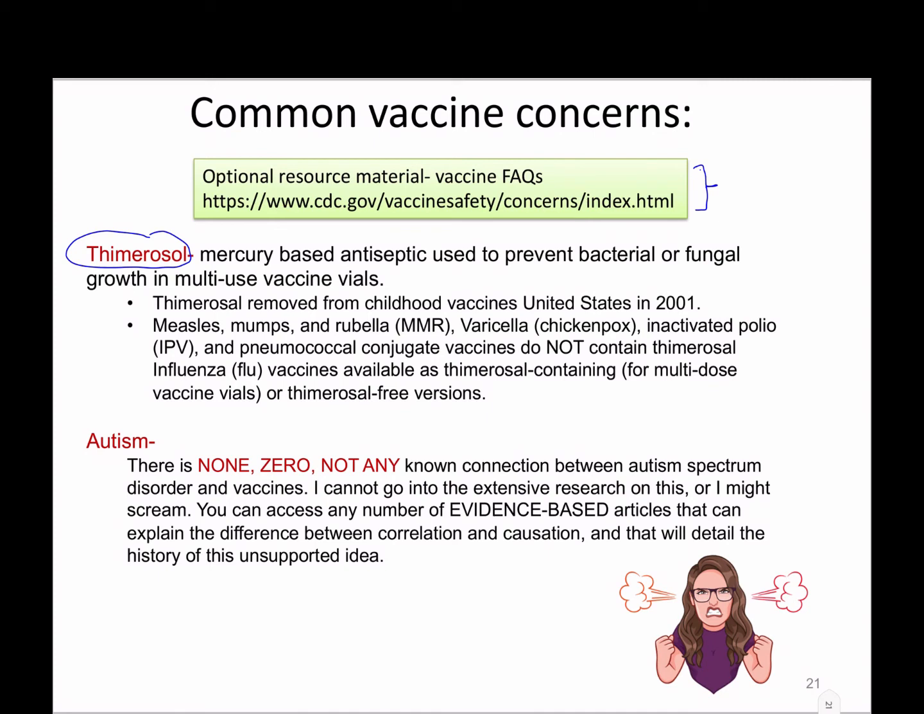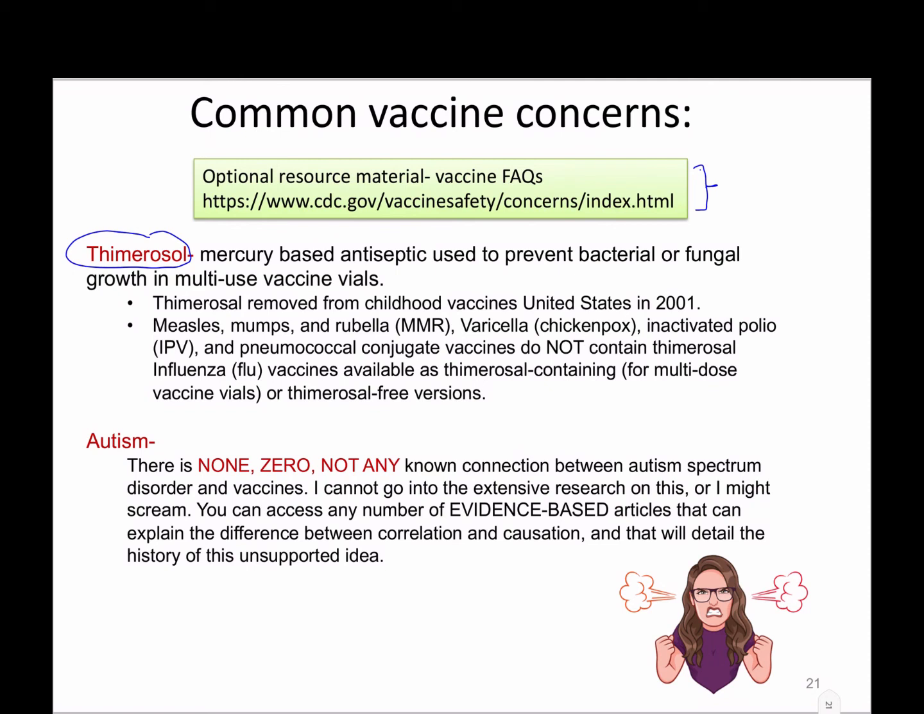It's a mercury-based antiseptic and was put into vials in order to keep bacteria or fungi from growing and to keep the vaccination from breaking down. The most common use was in multi-use vaccine vials because no matter how aseptic you are, every time you go in there with the needle to pull another dose, there's some chance of introducing bacteria or fungi. So they just wanted to have some form of antiseptic in there.